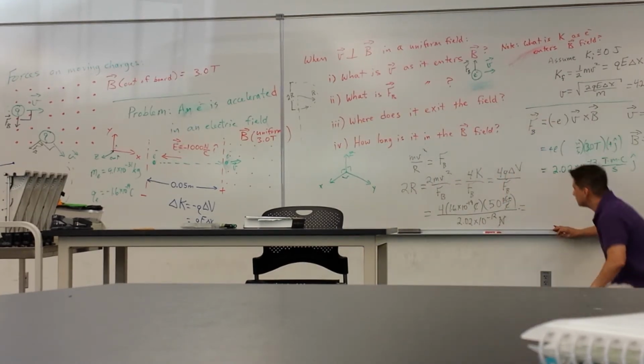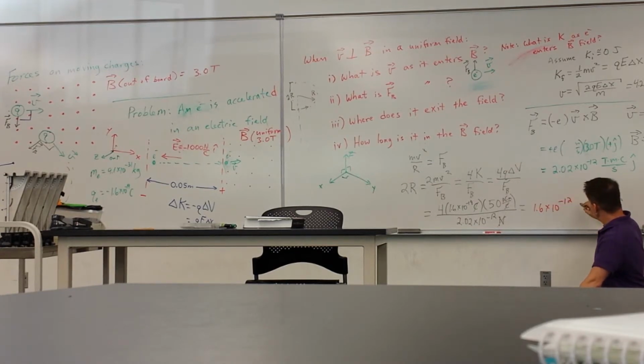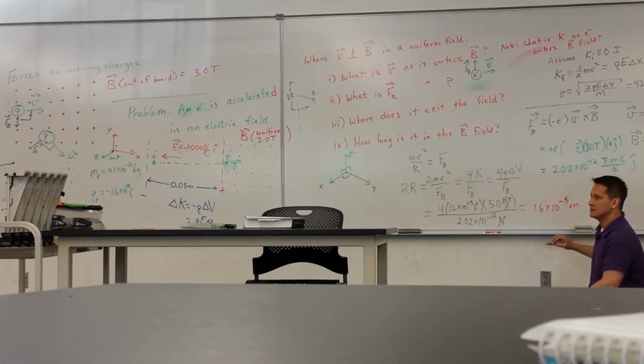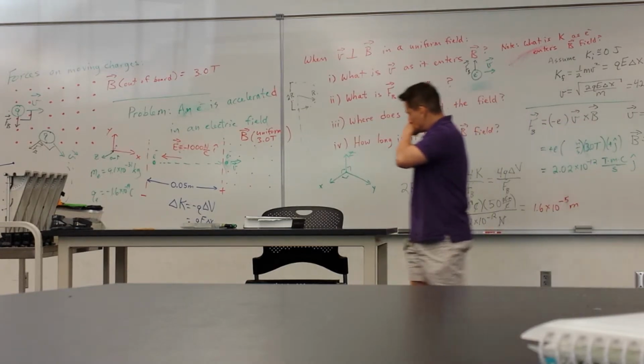So, did you say 1.6 times 10 to the negative 12? No, negative fifth meter. For R? Or for 2R. Oh, for 2R. Why would it be 2R? Because that's the new sheet.